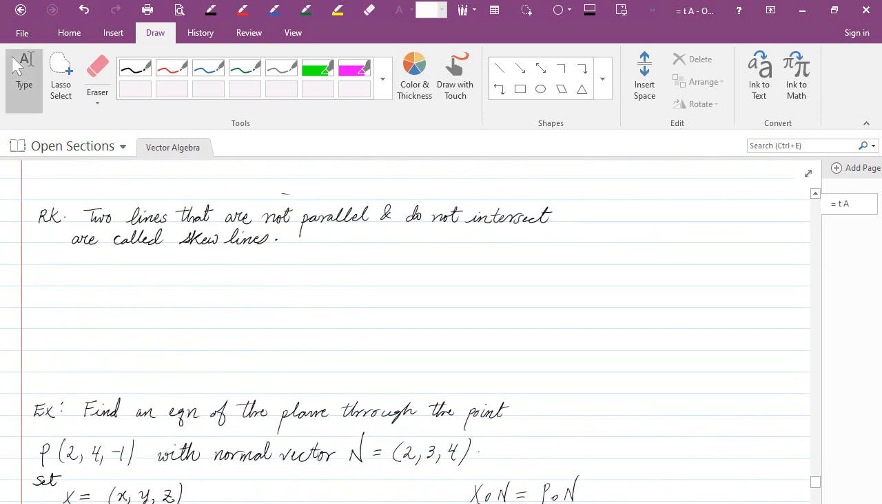Again, two lines that are not parallel and do not intersect are called skew lines.